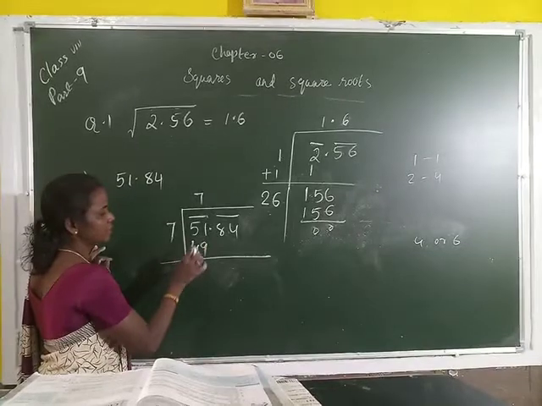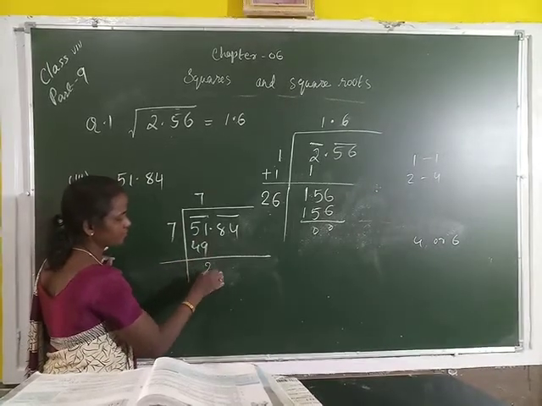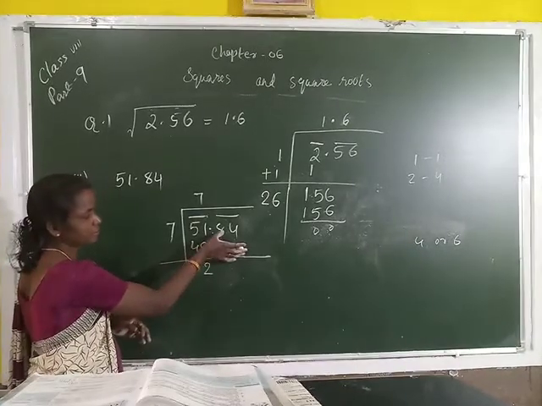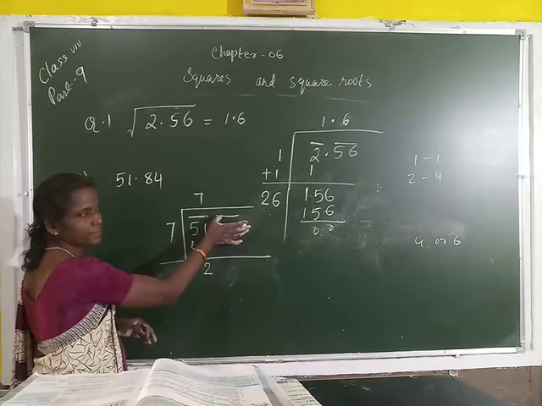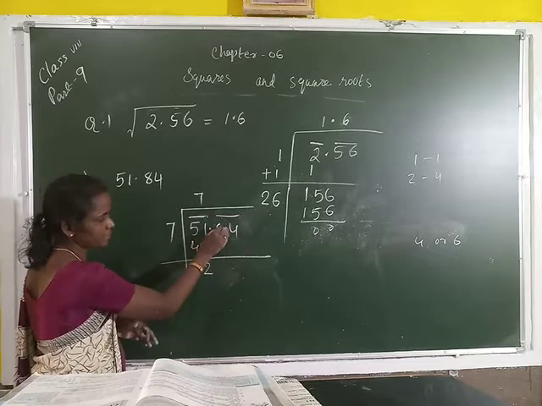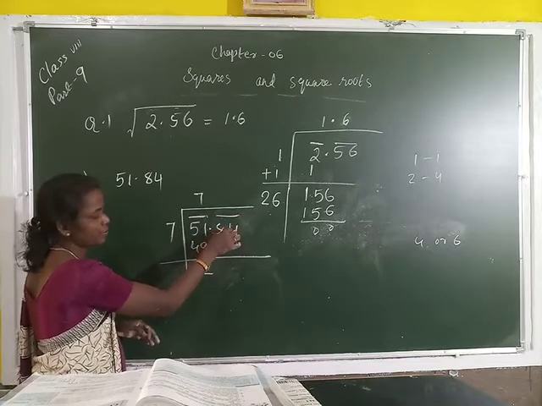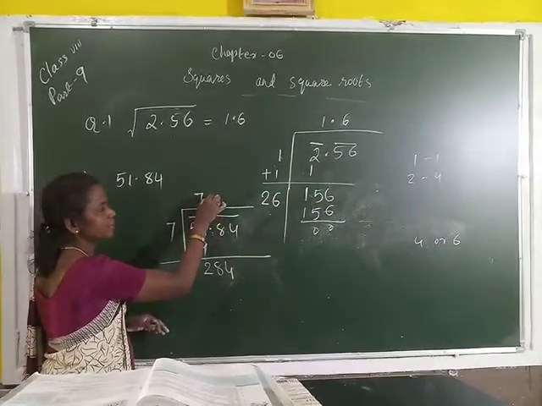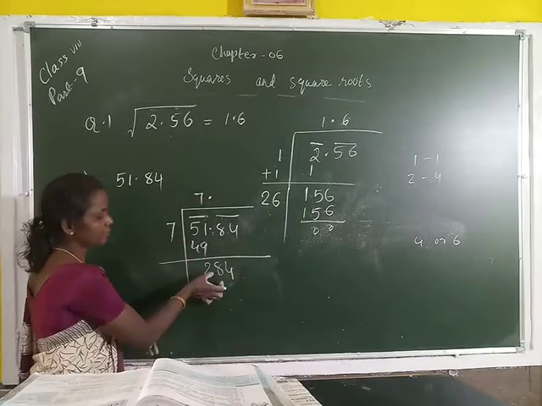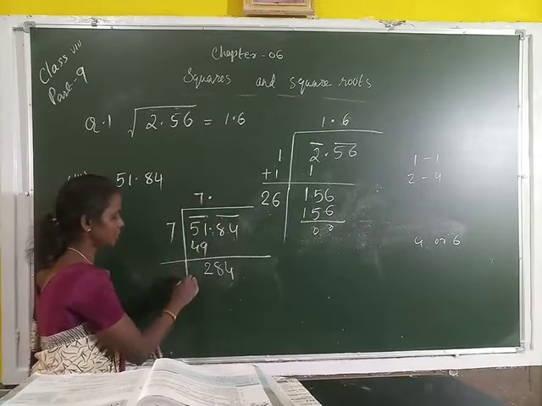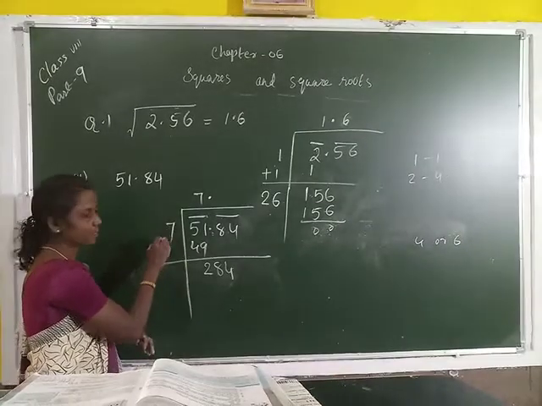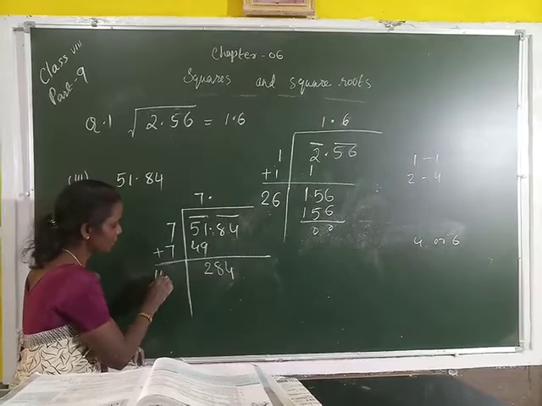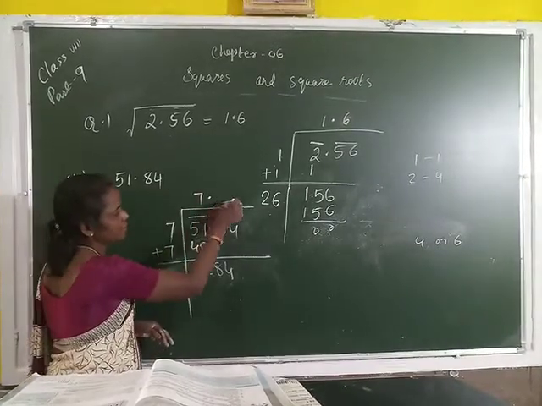Then subtract it. Which number? 2. Then next which digits? 8 and 4. Next which part? Decimal part. So this decimal part contains 8 and 4. So we write this 8 and 4 in the decimal part. So we put the decimal point. Then here we get 284. Then in the divisor place, which number? Then we write the double of 7. 7 plus 7, which number? 14. Then which number do we write as quotient?